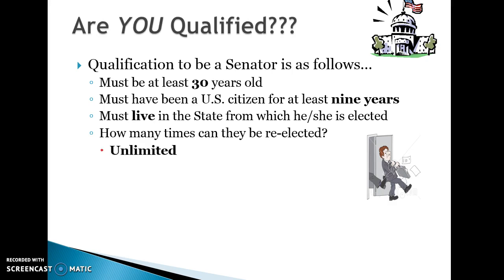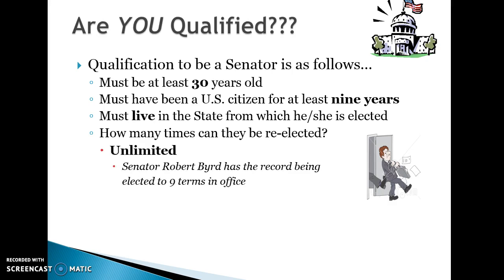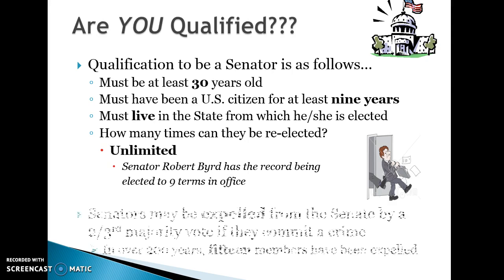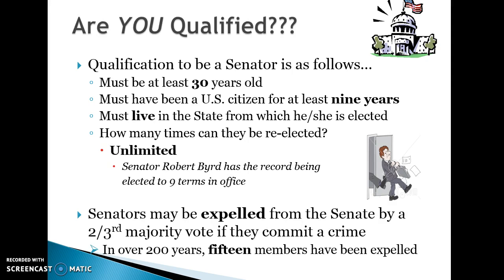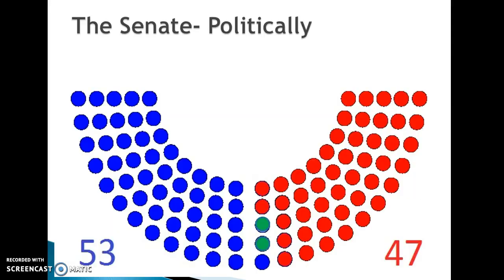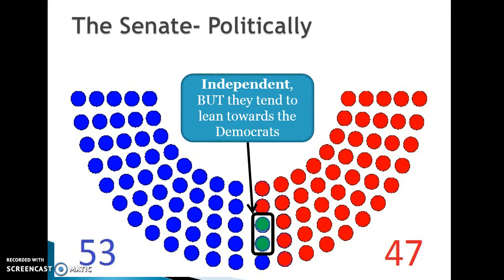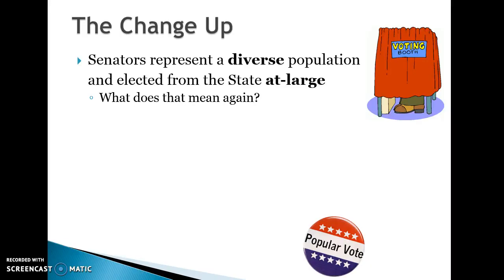How many times can you be reelected? You can be reelected an unlimited number of times. Robert Byrd has the current record at 9 terms in office. Senators can be expelled from the Senate by a 2/3 majority vote if they committed a crime. In the last 200 years, only 15 members have been expelled. A couple senators in the United States are independents, Green Party members.